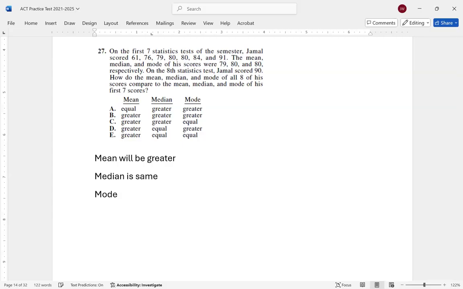And then as far as the mode goes, mode is most often scored. Since he scored a 90 on this last one, that will not affect the mode. Still, the most often number that occurred is 80. So the mode is going to be the same as well. So the mean is going to be greater. The median and the mode are both equal. And that means option E is the correct answer for question 27.